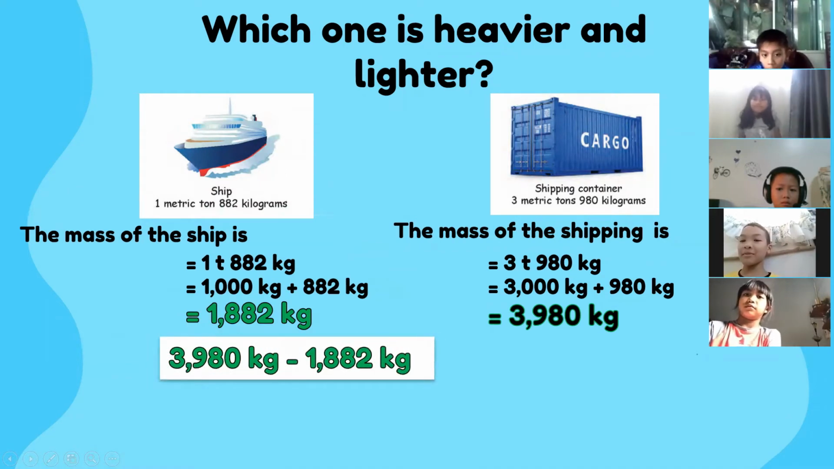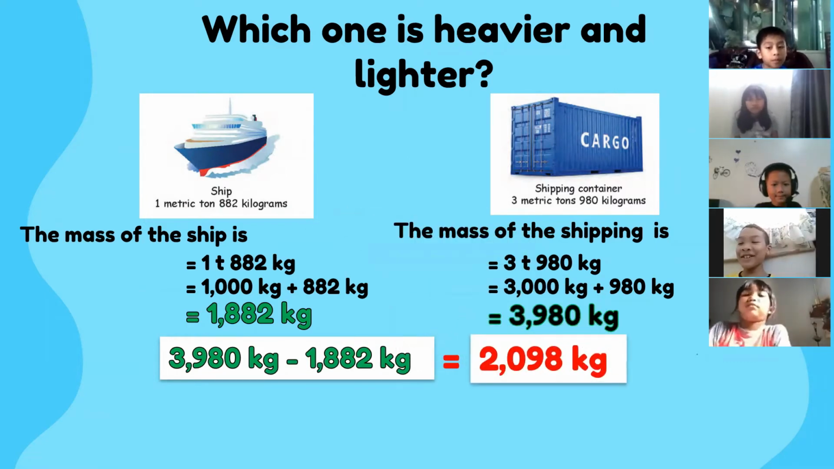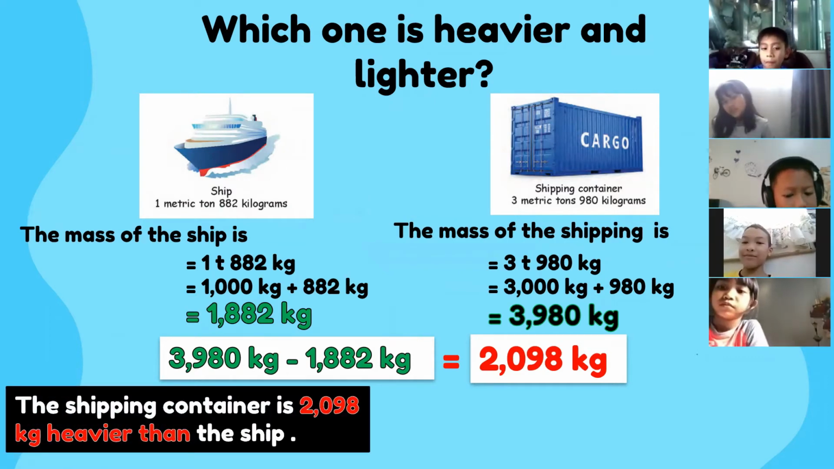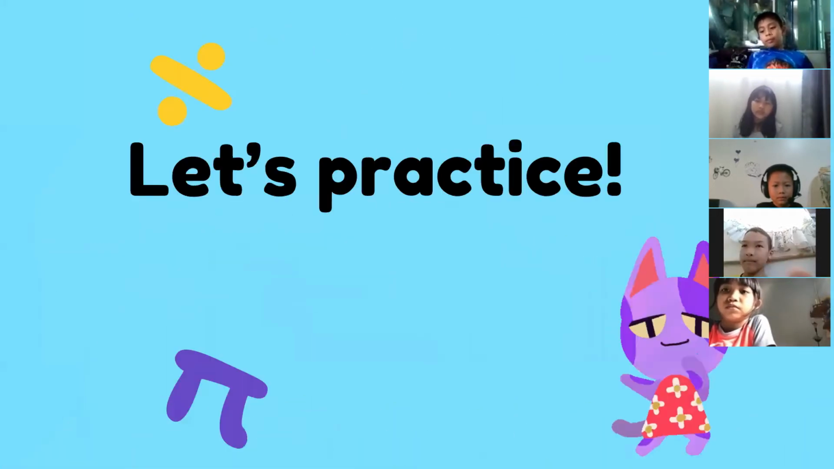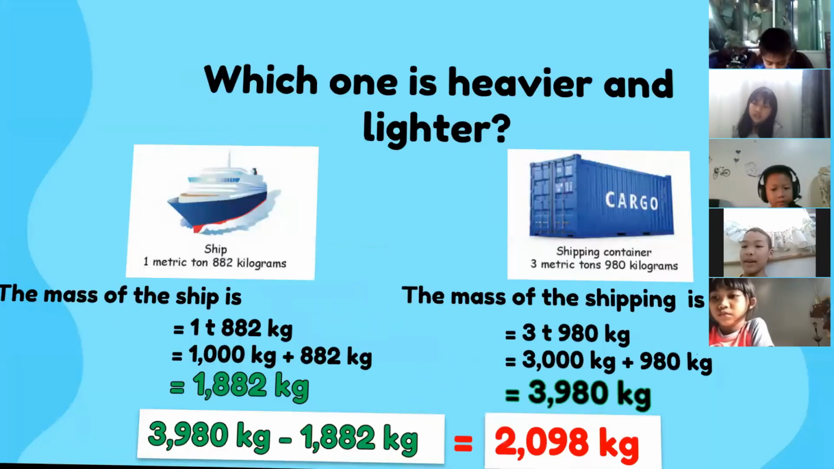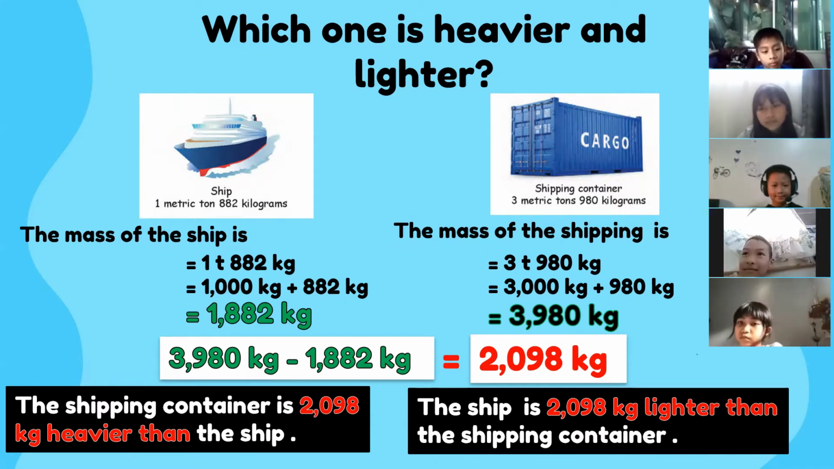What a fast learner. Now, if you're going to minus again, let's do subtraction here. You will get 2098. Okay? You will get 2098. Now, you can say that the shipping container is 2098 kilogram heavier than the ship, and the ship is 2098 kilogram lighter than the shipping container. Okay?